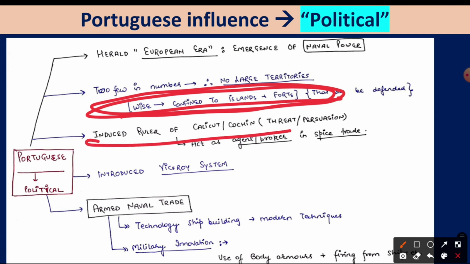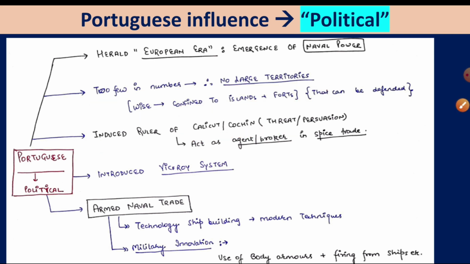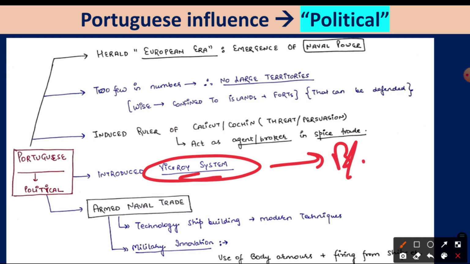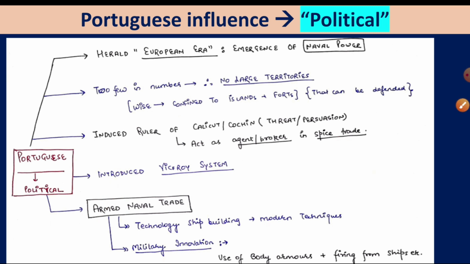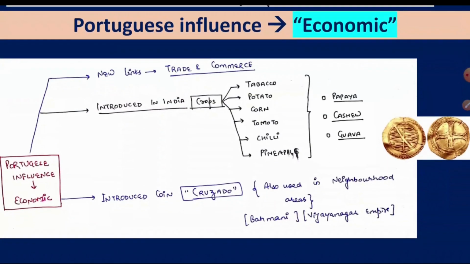And when we'll control these islands, we can control a lot of things. ठीक? Then they induced power. Then they were able to influence these Zomorans, for example. So when they were able to control these people, this is their political significance, है ना? Then they introduced the viceroy system that we can later on see in the British system as well. Then the armed naval trade. Before them, naval trade used to happen, but it was not an armed naval trade. They used to have these military innovations that they had done, the body armor, the firing from the ships. All these things have made the Portuguese very significant, militarily and politically.